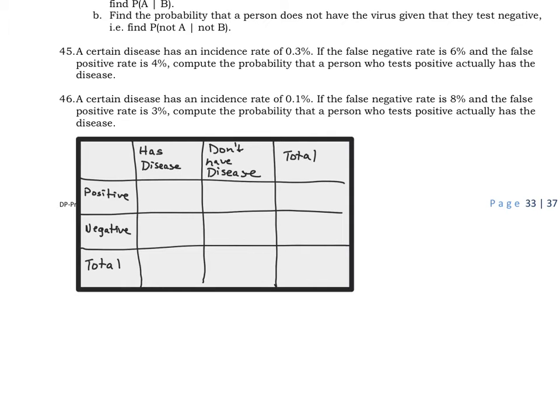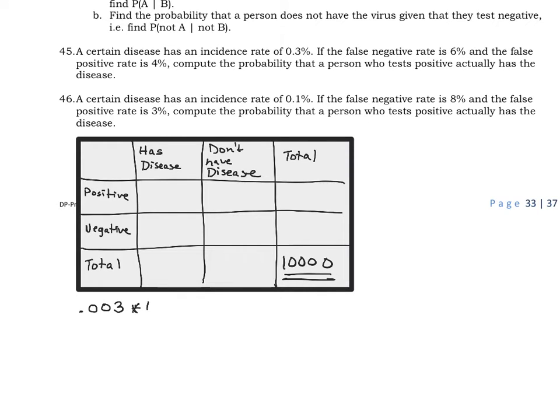Probability practice exercise 45. A certain disease has an incidence rate of 0.3%. Now, this was a big issue for us, remember, in class for some of us. We are going to need to move that decimal point 2 places to the left, or you could divide that 0.3 by 100. It'll do the same thing. Either way, that'll be changing to 0.003 or 3 thousandths.